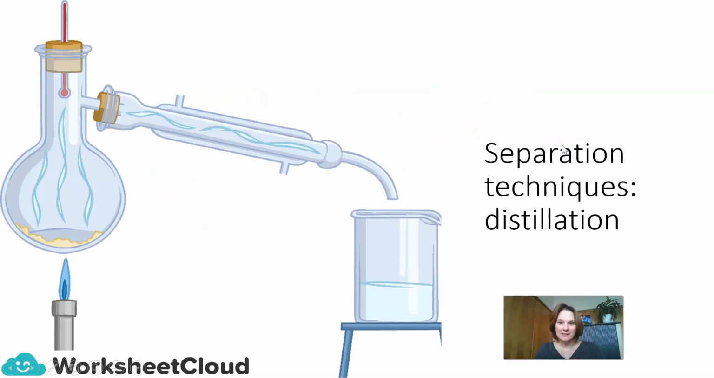Right, our first technique that we are looking at today is one called distillation, and here's a close-up of the new apparatus that we are going to look at in a lot more detail. This is called a Liebig condenser, and it is used in the process of distillation.